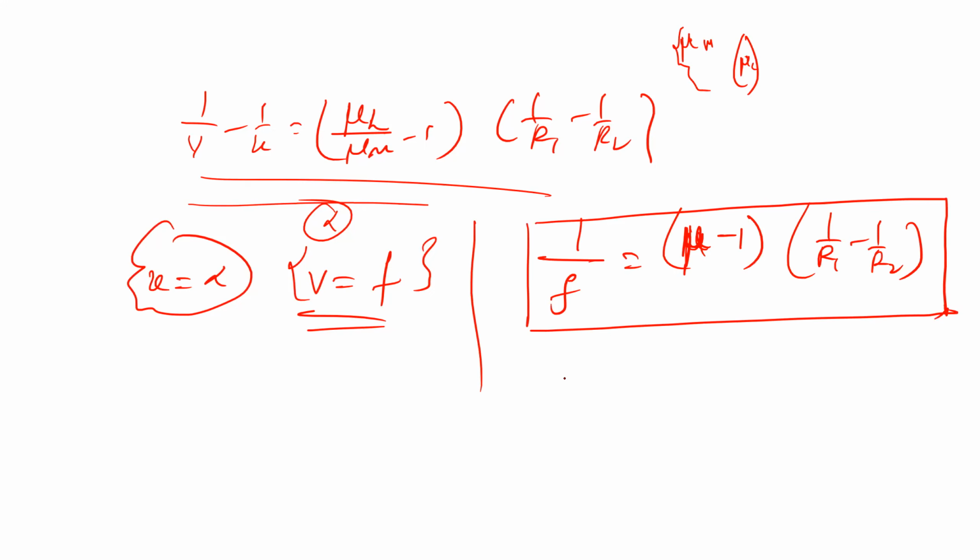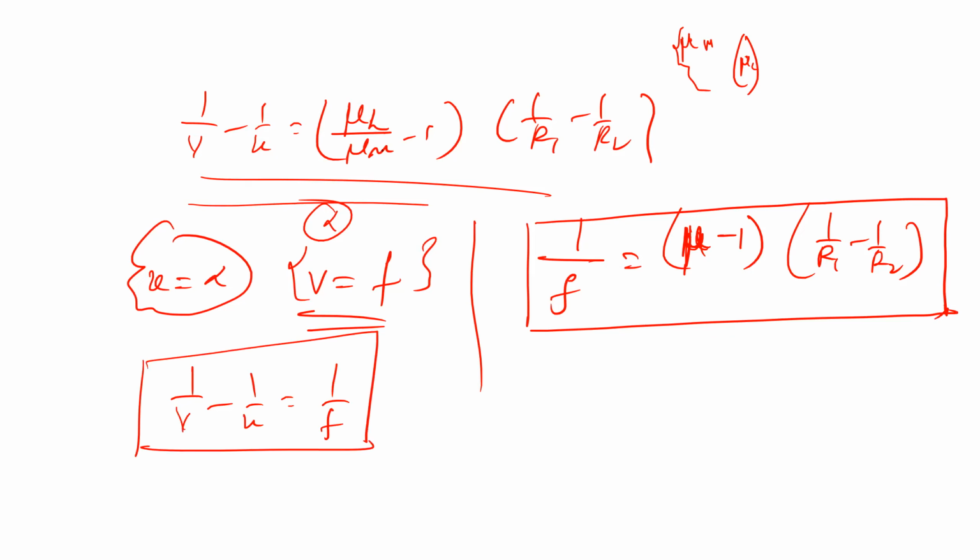So this is the focal length of the lens. You can write 1 by f is equal to mu minus 1 into 1 by R1 minus 1 by R2. Now, if I substitute here, can I write this as 1 by V minus 1 by U is equal to 1 by F, tell me? Because 1 by F is nothing but mu L by mu M minus 1 into 1 by R1 minus 1 by R2. Do you accept this or not?